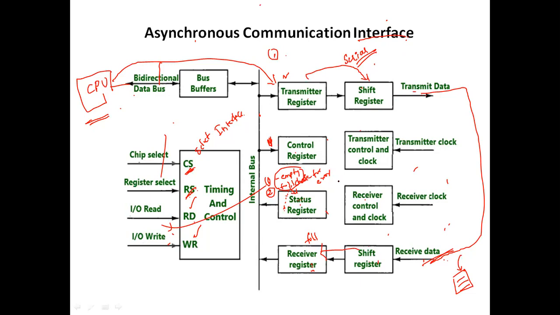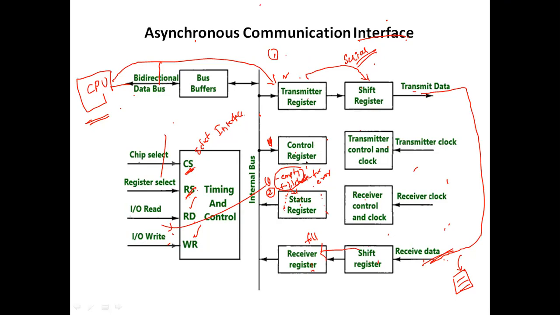So now we are going to study the working of the transmitter portion and the receiver portion. In the transmitter portion, the CPU reads the status register. Why? Because it has to check whether the transmitter register is not empty and the receiver register is not full. So it checks the transmitter.